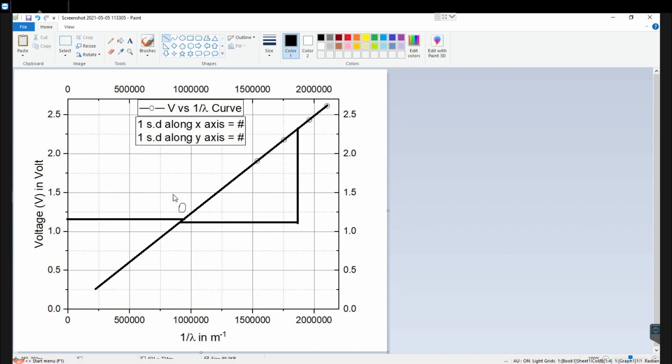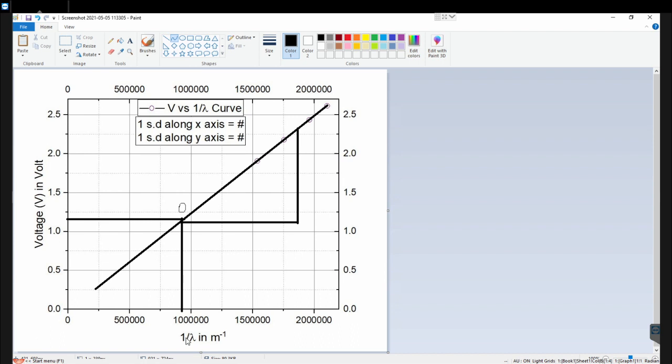Now what we do is draw a straight line which should be parallel to the y-axis, and as a result it will intersect the x-axis. So let's draw. It will be roughly like this. So it will intersect the x-axis at that point. From the intersection point we can easily find out the value of x, that means 1 by lambda. It's very simple. Count the number of SD, multiply these smallest divisions with the 1 SD value along the x-axis, and you will get the 1 by lambda value.